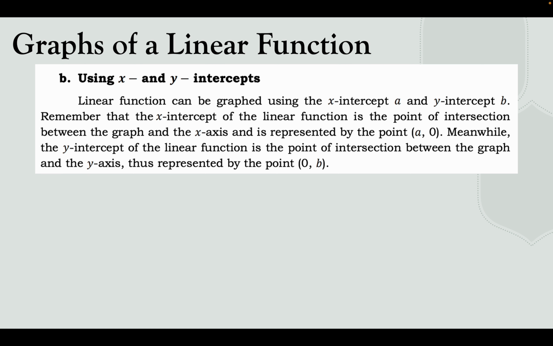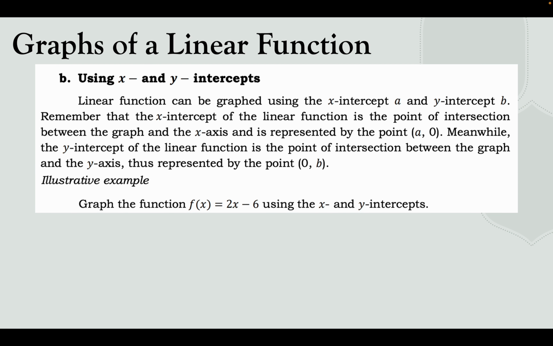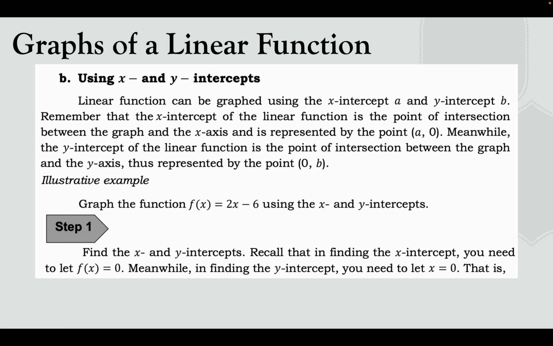Now, how to find the x-intercept and the y-intercept? In finding the x-intercept, you let y equals to 0. And in finding the y-intercept, you just need to let x is equals to 0. Let's try this example. Graph the function f of x is equals to 2x minus 6 using x and y intercepts. Step 1. We need to find the x and y intercept. Recall that in finding the x-intercept, you need to let f of x or y equals to 0. Meanwhile, in finding the y-intercept, you need to let x is equals to 0.